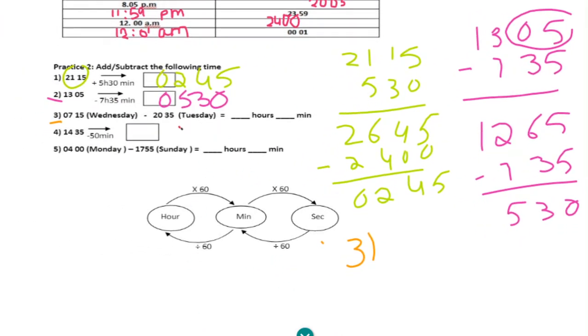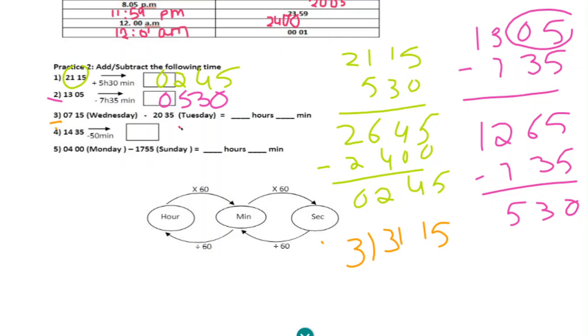Question number 3, which is the difference between 20:35 on Tuesday and 07:15 on Wednesday. So how much time has lapsed between these two times? Since we're going on to the next day here, first add 24 hours to 07:15, which gives us 3115. We've simply added 24 hours to this because Wednesday is the next day.